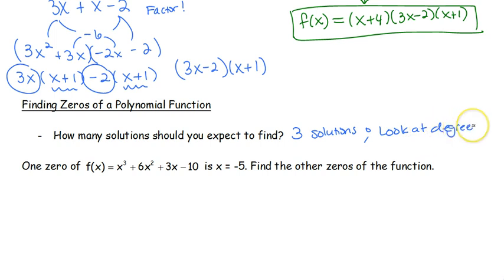And the degree is the highest exponent that you find, and 3 is the highest. So I should expect to find 3 solutions when I'm done. And in order to get those solutions, we are going to factor. You must factor and then solve.